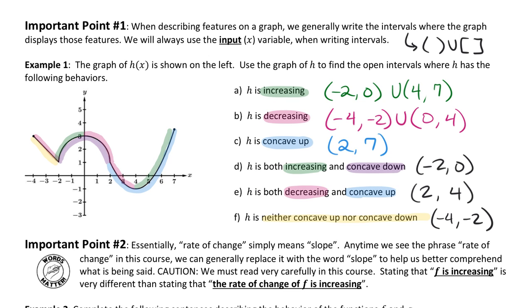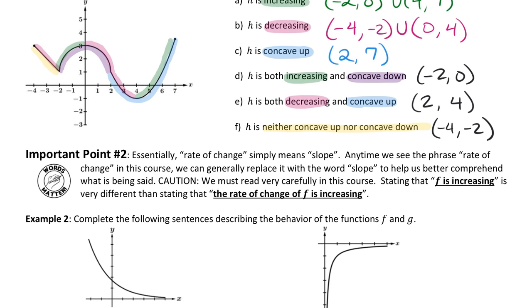This important point that's listed next is actually super duper important. We're not going to highlight the whole thing because that's obnoxious, but if you want to put some stars next to this important point, this is very important. Essentially, rate of change means slope. So when I'm talking about concavity, I'm talking about concave up, meaning the rate of change is increasing, and concave down, meaning the rate of change is decreasing. I'm talking about the slope of 2 points on that line. Anytime we see the phrase rate of change in this course, we can generally replace it with the word slope.